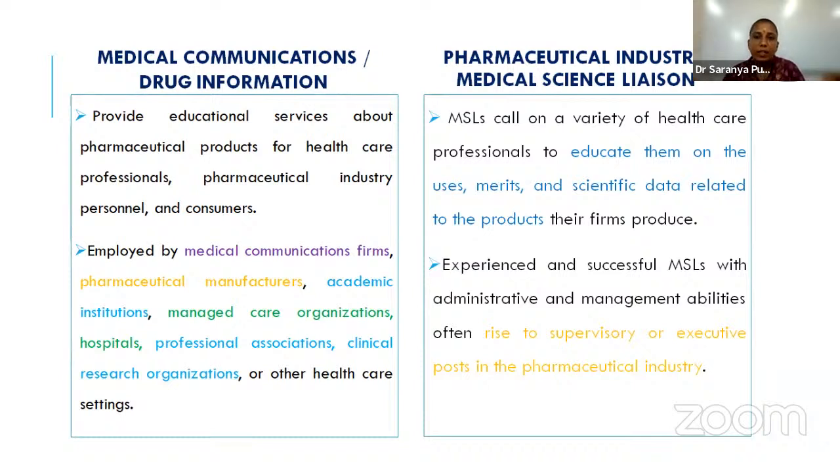Say, for example, you are hired as a medical science liaison officer in Pfizer. You will be gathering all the information about the products produced by Pfizer in a particular section, and you will be looking at the uses, merits, and other scientific data updates in the product, and you will be giving such information to the healthcare professional. So that is the role of a medical science liaison officer.